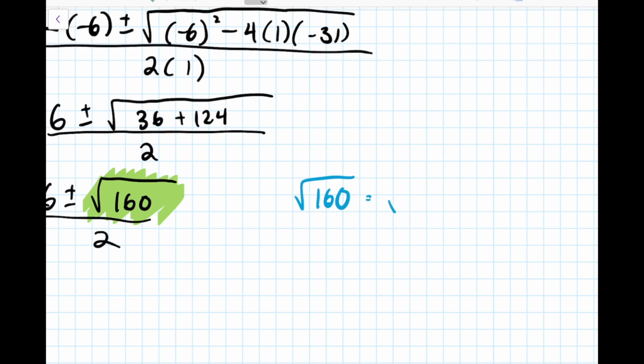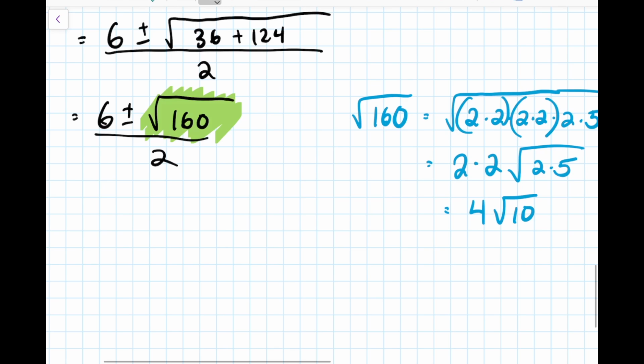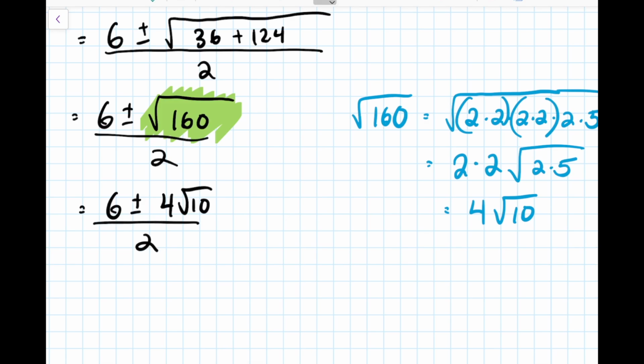So your prime factorization of 160 is 2 times 2 times 2 times 2 times 2 times 5. And so just a quick refresher, remember you want to make groups of 2 equal factors. So in this case, we can pair up a couple of 2's. We're going to pull those out, which is going to give me a 2 and a 2 on the outside, and a 2 and a 5 left on the inside, which is going to turn that root into 4 root 10. So coming back to what we had here, this is now going to be 6 plus or minus 4 root 10 over 2. And so this is something we can simplify.